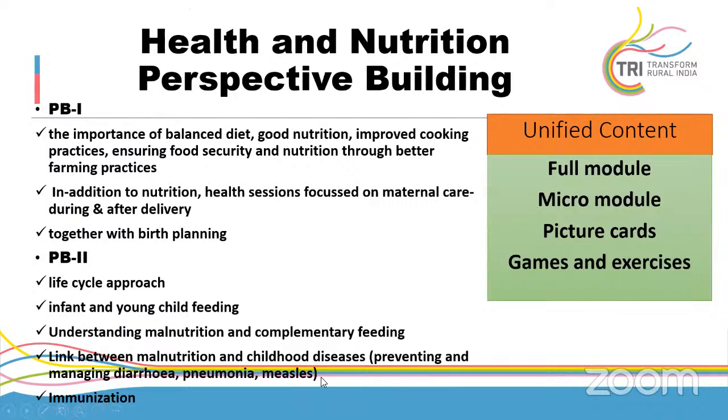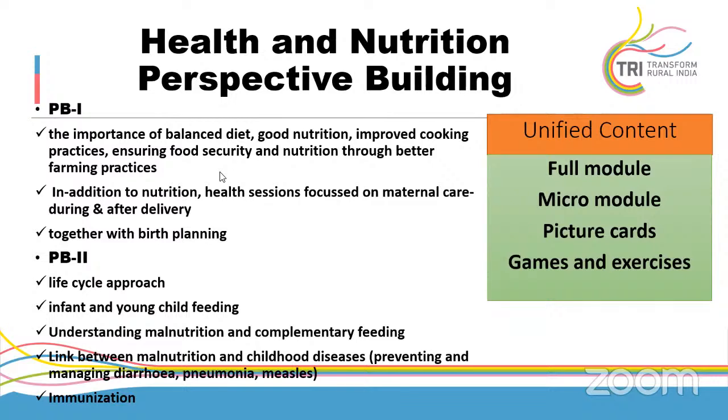So this is the methodology of how we implemented. In phase 1, we implemented a few very soft approaches on nutrition, improved cooking practices, how to ensure fruit, as I talked about kitchen garden farming practices, and also importantly maternal care during delivery and also after delivery. This all took 6 months to implement at field.